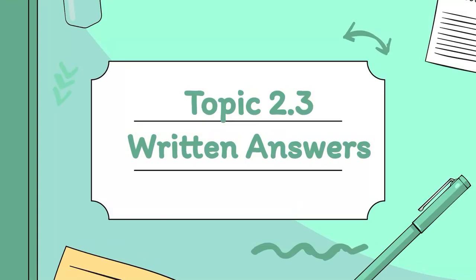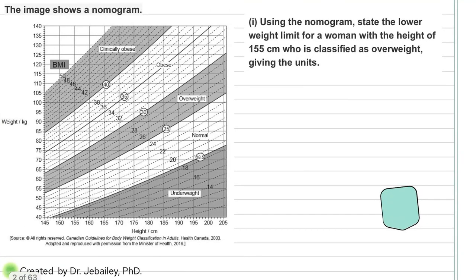Hi, this is Dr. Jibeli, and in this video, we're going to talk about the written answers for the topic 2.3, which is all about carbs and lipids. I remind you that all these questions are pulled from previous IB exams. So we're going to look at how the questions are stated and try to translate some of those words. At the same time, we're going to learn how to answer them.